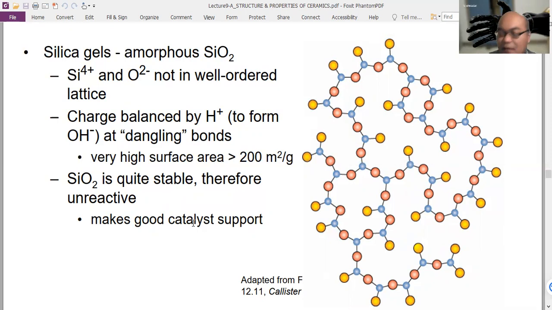So in much current research, they use silica as the platform or the template, the scaffold, to capture or to hold other material which will act as the active site of the catalyst.